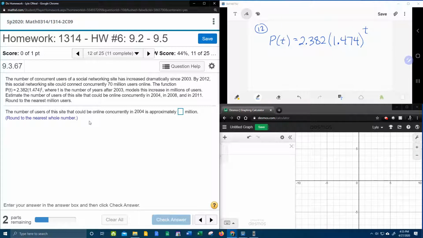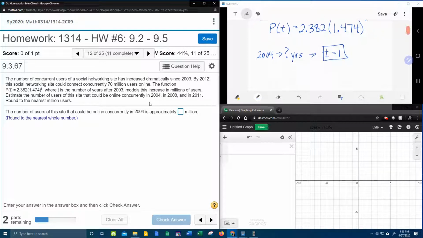All right, so this is going to be a piece of cake with a calculator. So notice that it says that t is the number of years after 2003. And so what we need to ask ourselves is, in 2004, how many years will that be? Well, if we start counting in 2003, 2004 is 1 year later. So in 2004, we know that t is 1, and so really what I need to find is P of 1.